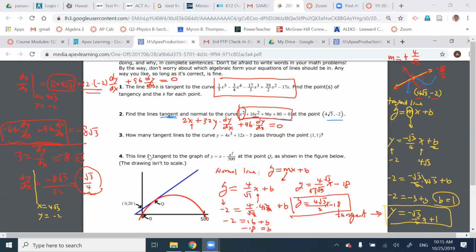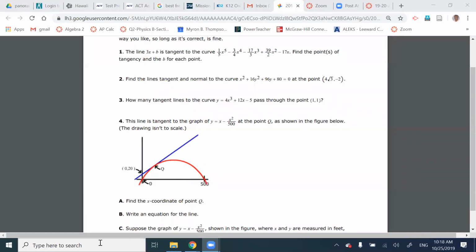Now let's look at number 3. How many tangent lines of the curve pass through this point? You do it by yourself now. Right now it is your turn. So you said find the derivative. What's the derivative of 4x cubed plus 12x? No problem? Okay.